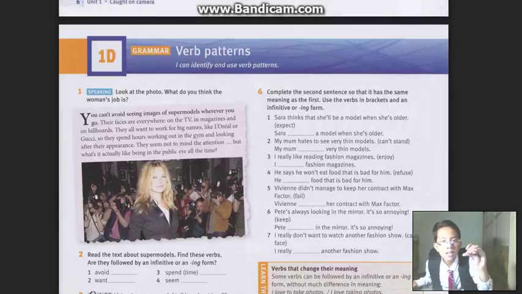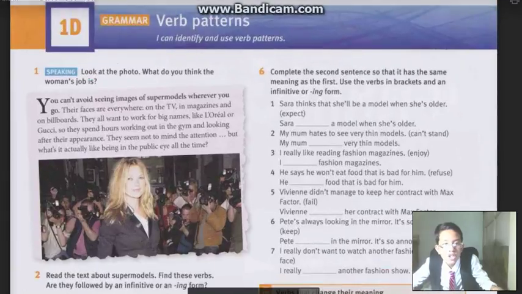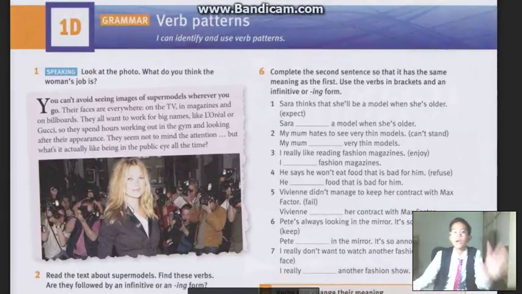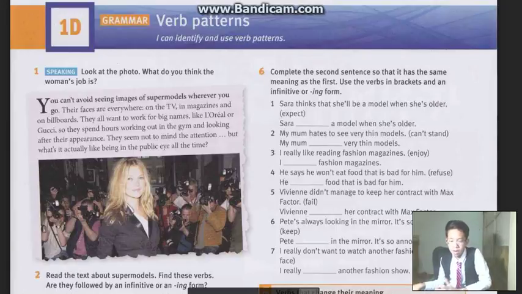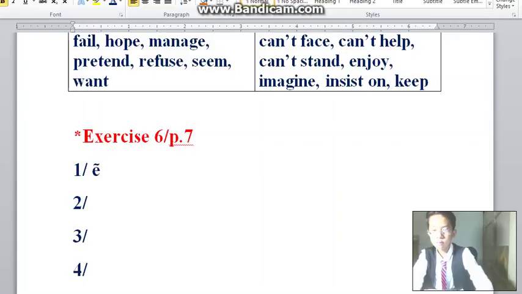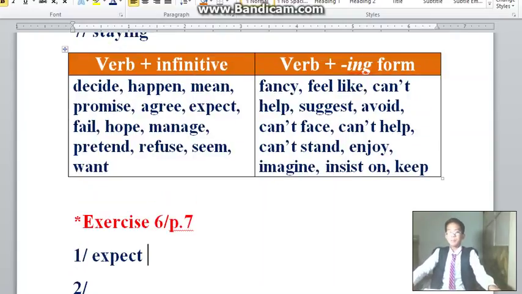Exercise number 6: Complete the second sentence so that it has the same meaning as the first. Use the verbs in the brackets and an infinitive or ing form. First one: Sarah thinks that she will be a mother when she is older. They gave us the word expect. So, Sarah blank a mother when she is older. Expect plus infinitive means to verb.